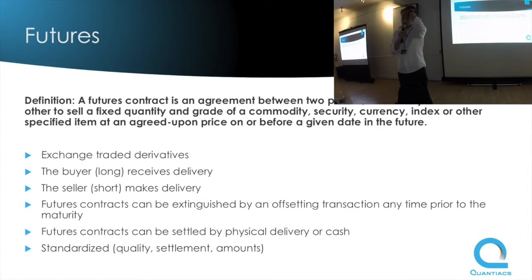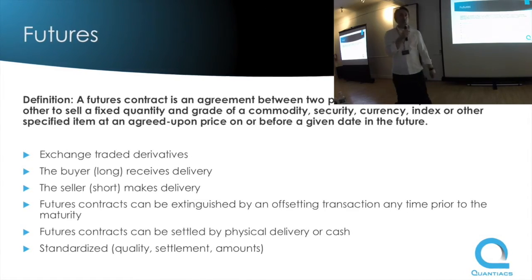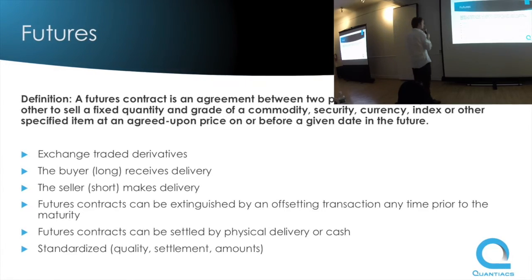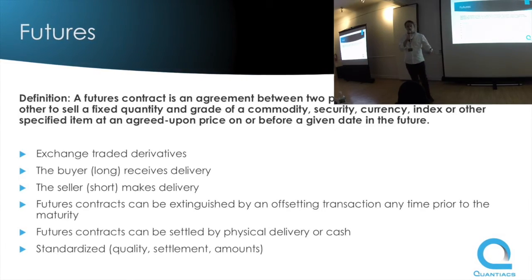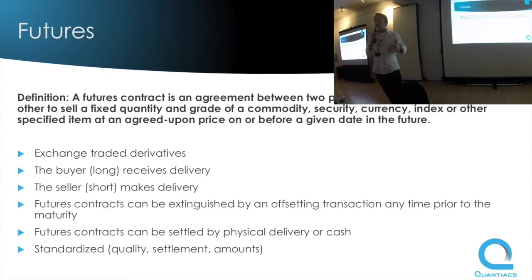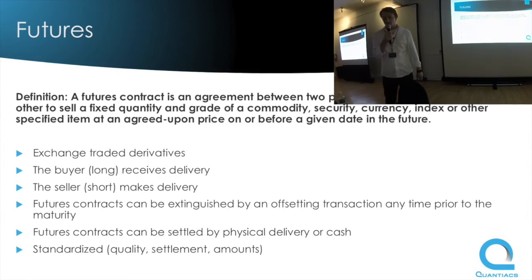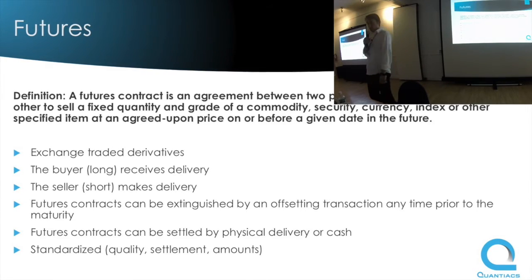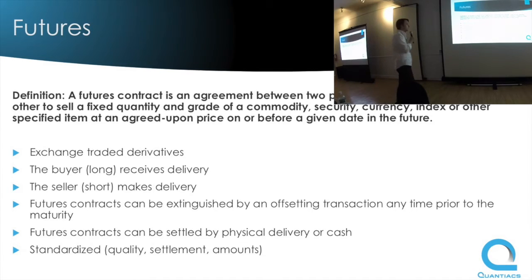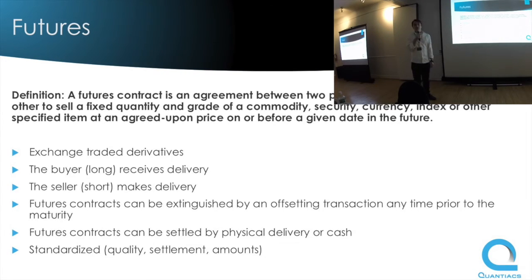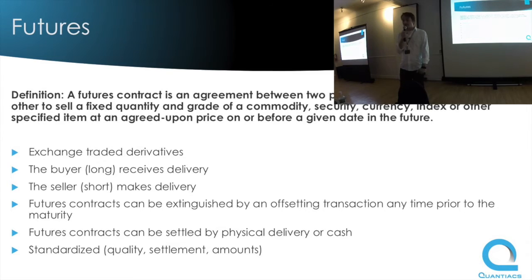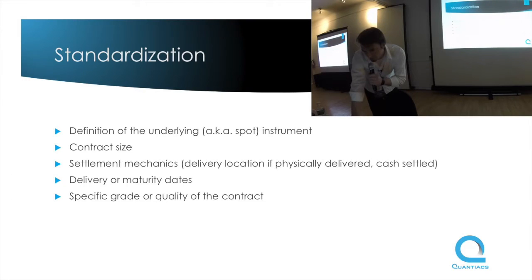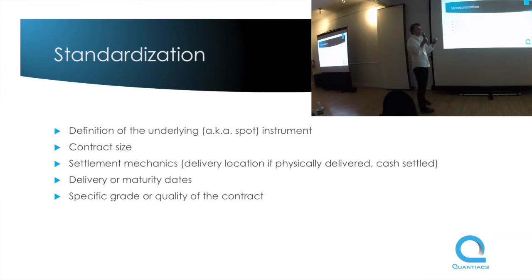Futures contracts can be extinguished by an offsetting transaction at any time, prior to the maturity, of course. So just the same way as they are created by an agreement of two people, they can be extinguished by an agreement of two people. They can be settled upon their maturity by either cash or physical delivery. And the best property of futures is that they are standardized. We will talk about this standardization. Standardized in terms of quality of the underlying, of course.